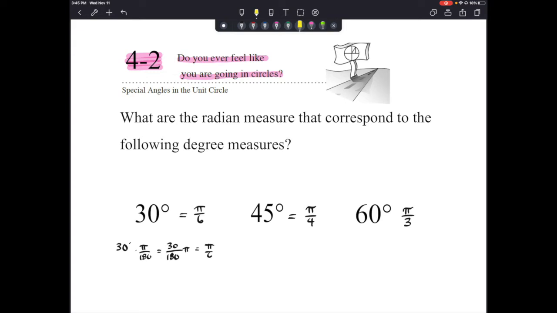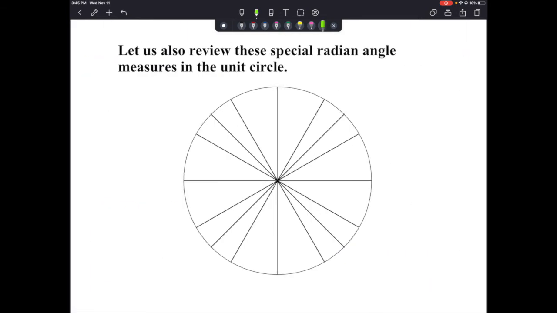These are very important. We want to make sure that we rebuild that relationship where 30 degrees and pi over 6 go together. Our 45 degrees and pi over 4 will always be linked, and then the same thing with 60 degrees and pi over 3. All right, let's move on.